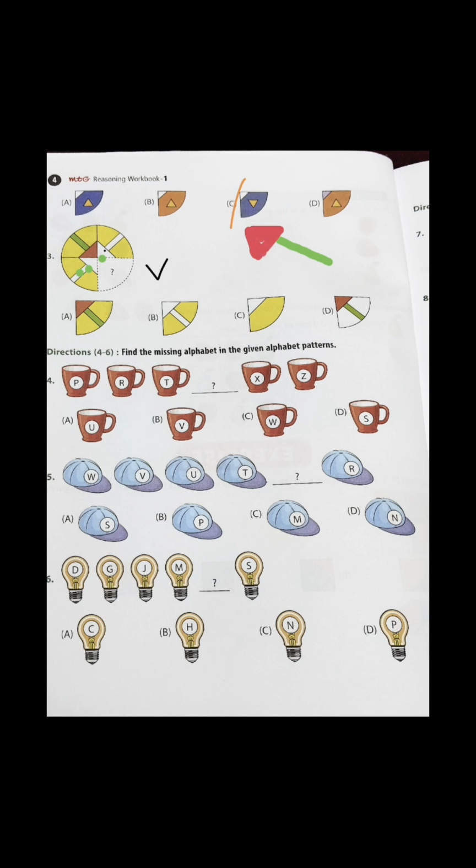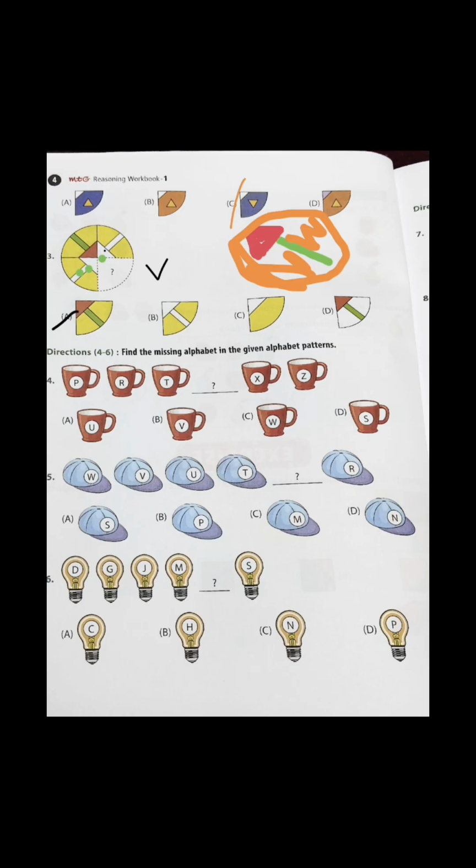Now the background will be yellow. Yellow is not here, so we will take orange. Now tell which one is matching. Of course it's the first one. So the answer will be A. Now we have to complete question number 4.